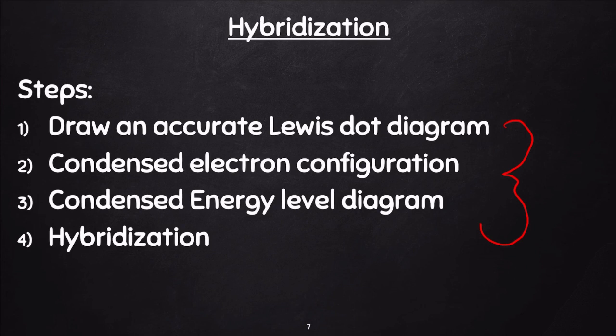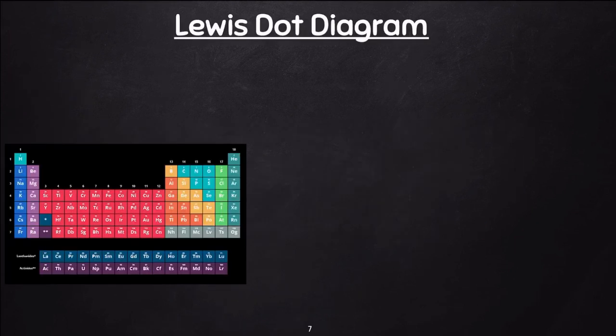So the four-step process we have today is first to draw an accurate Lewis dot diagram, second is to have an accurate condensed electron configuration, and using that we'll be creating a condensed energy level diagram, and then finally we will be doing the actual hybridization and showing how our iodine is creating hybrid orbitals. Now we will be drawing the Lewis dot diagram of iodine trifluoride, or IF3.